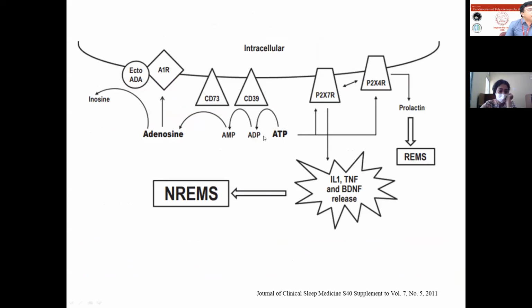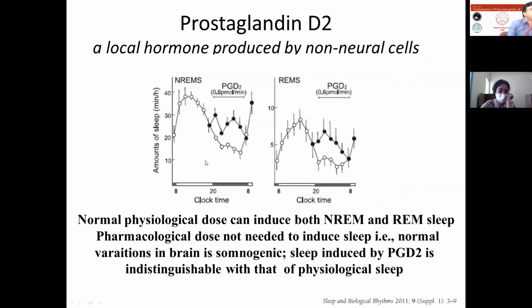Whenever adenosine is generated because of activity, it acts on the A1 receptor directly, and also on the purinergic receptor, which will induce all the cytokines related to generation of NREM sleep. Further, when the same purinergic receptors act on the P2 receptors, they release the hormone prolactin, which is responsible for REM sleep. So with all this cascade, one of the common factors is adenosine.